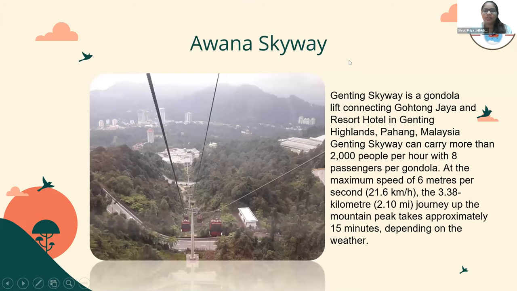Now we have the Genting Skyway. Have you ever been to the Skyway or any other Skyway? Yes, ma'am. Just like this. They will be sliding inside this car-like thing. This car-like thing is known as a gondola. It has a rope. In icy places also, they use this to go to the base and back. What is that cart type something called?